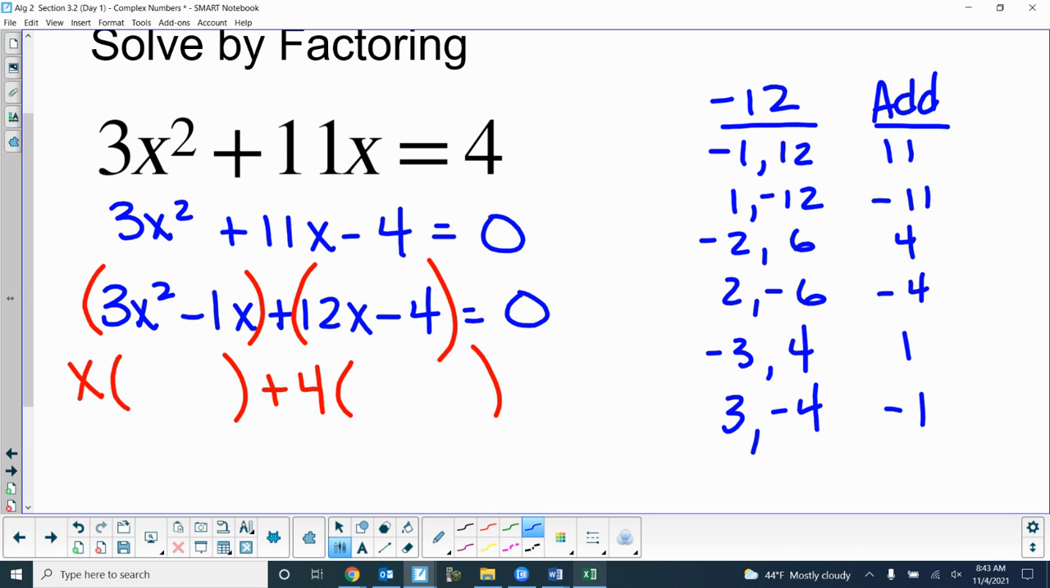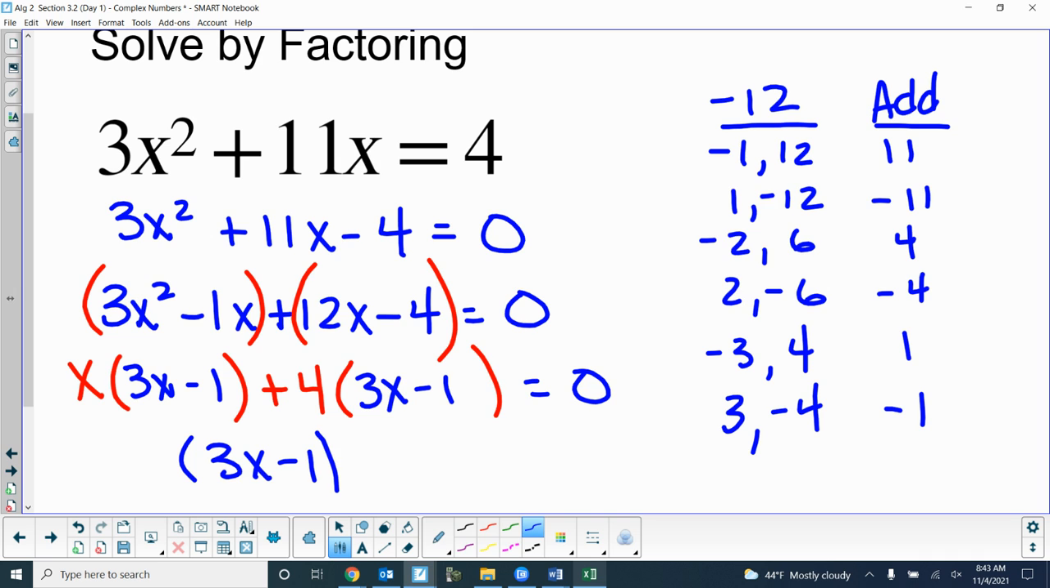What's 3x squared divided by x? 3x. What's negative 1x divided by x? 12x divided by 4? Negative 1, or negative 4 divided by 4? Negative 1. All right. My 2 binomials in the blue there, are they the same? Yeah. So that's one of my factors. And then the GCFs I pulled out is the other factor.